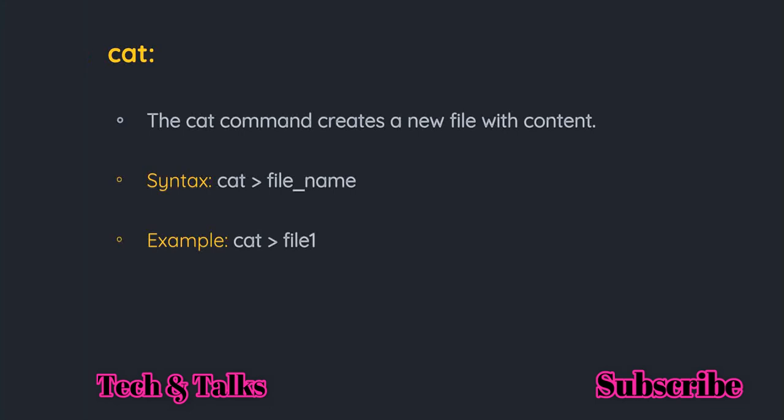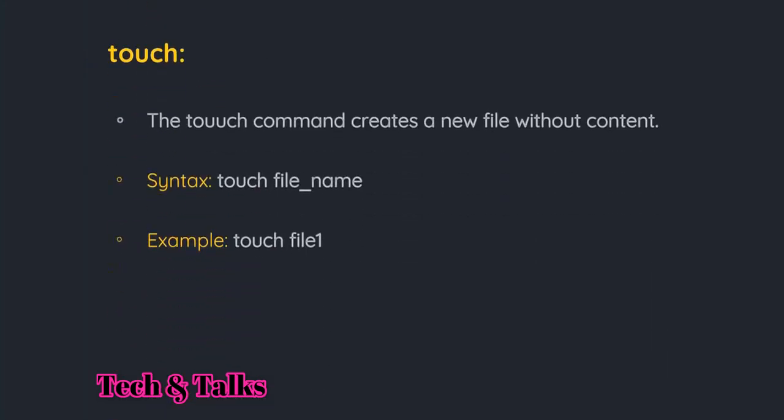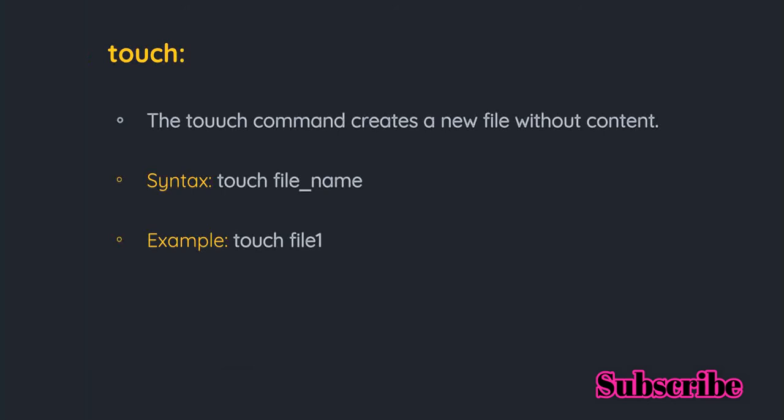Okay, let's see the next command. The next command is touch. So I told you about cat, right? Whenever you are using the cat command, you have to give some contents. But how to create a file without any content? I don't want to give any content over there, I just want to create that file. So for that we are using the touch command. This touch command creates a new file without content. Okay, means a blank file it can create. The syntax is touch and the file name. Okay, like touch file1. This file named file1, a blank file, will be created.